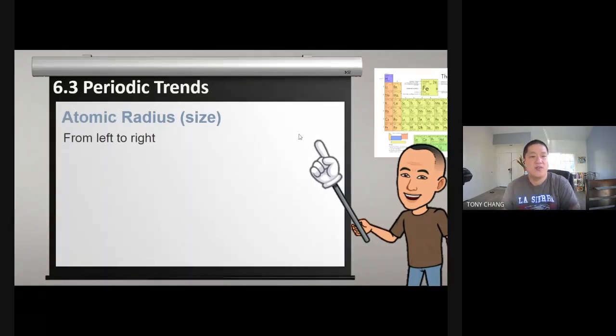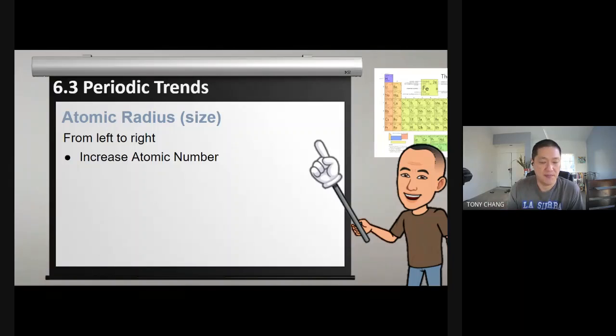All right. Now, let's talk about the atomic radius. How can you memorize the trend? Well, from left to right on the periodic table, it increases in atomic number, right? 1, 2, 3, 4, 5, 6, 7, 8, 9, 10, right? From left to right, it increases in atomic number. That means that your number of protons also increase.